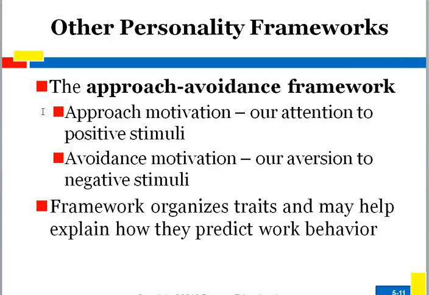Basically, this framework is sort of the stick and the carrot, where different stimuli are going to affect our personality as far as positive and negative. You can think of approach and avoidance motivation as representing the degree to which we react to stimulants, whereby approach motivation is our attraction to positive stimuli, and avoidance motivation is our adverseness to negative stimuli. So this framework organizes traits and may be helpful in how they predict behavior.